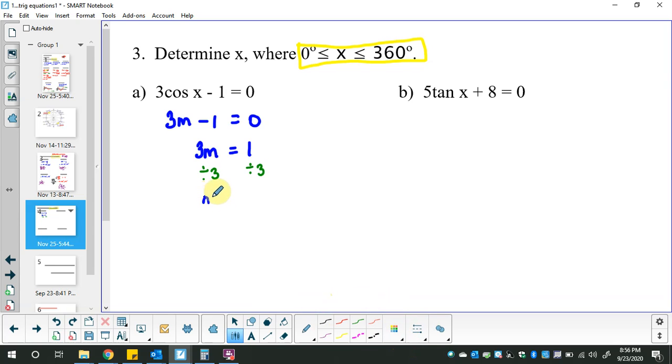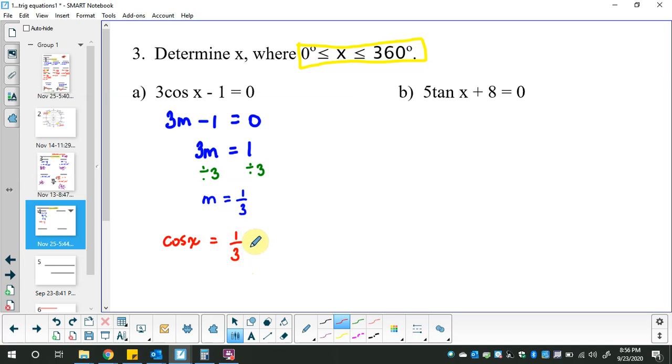an answer for m. And then realize that, hold on just one sec, this didn't start as an m, this started as a cos x. Don't lose the x. Cos x is equal to 1/3. And now your job is to find the x.